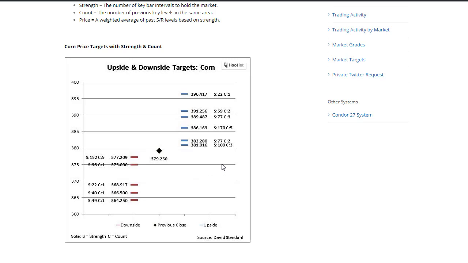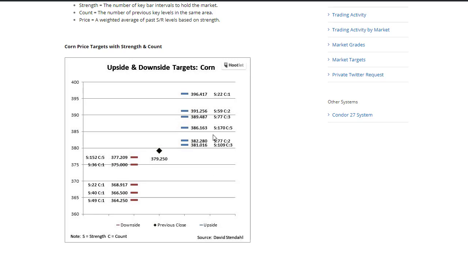So anytime you're looking at the targets, you're kind of looking at two things. One, are there gaps that are up there? And where is the major support and resistance? So in this particular case, the 377.20, that is very strong. And then everything below that, there are points of reference that we should be looking at. But for all intents and purposes, they're all fairly weak with the strength and their counts.